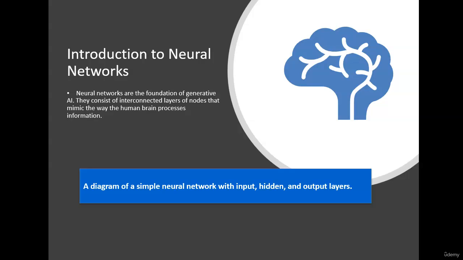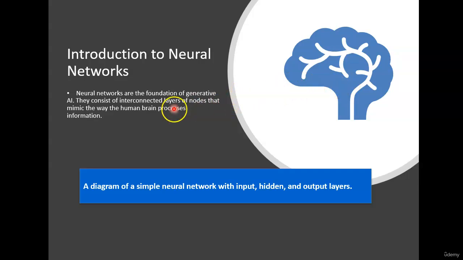Introduction to neural networks. This is very important. So at the core of generative AI is the neural network, a model inspired by the structure of the human brain, what we see on the right side.